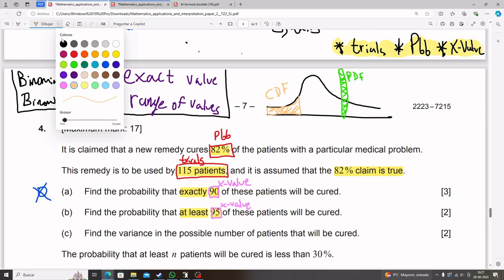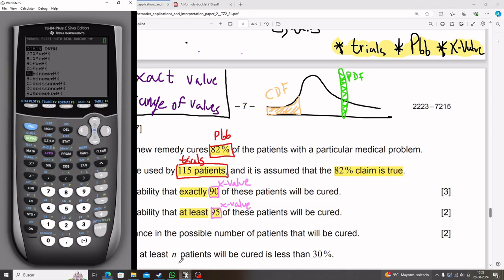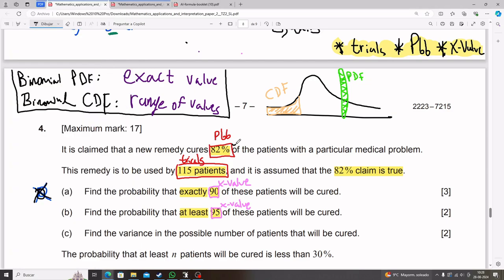All right, enough talking. So now if we jump into part A, it makes a lot more sense because we need to find the probability that exactly 90 of these patients will be cured. So clearly my trials is 115, my probability is 82%, and my X value is 90 because it's exactly 90. So do you use PDF or CDF? You use PDF because PDF is for an exact value. So you go to your calculator, you go to PDF, your trials is 115, your probability is 82. But notice this is 82%. So 82% as a decimal is 0.82.